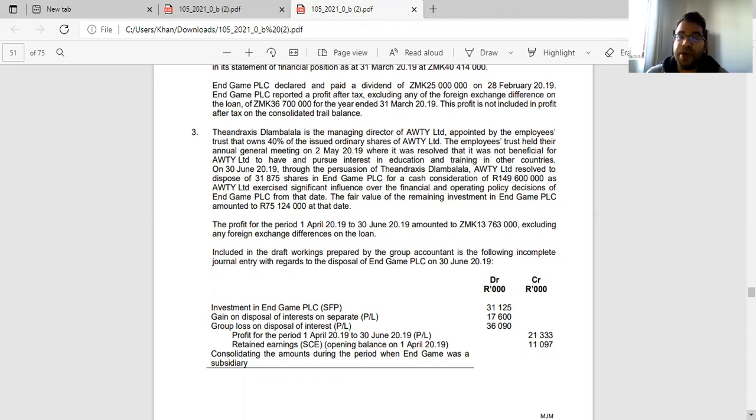So let's say the land you purchased for 100,000 is now sitting at 120,000. So that means the revaluation gain is 20,000. That 20,000 is unrealized. But the moment you sell it for 120,000, that 20,000 now becomes realized.